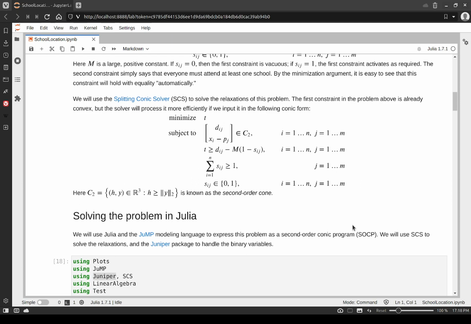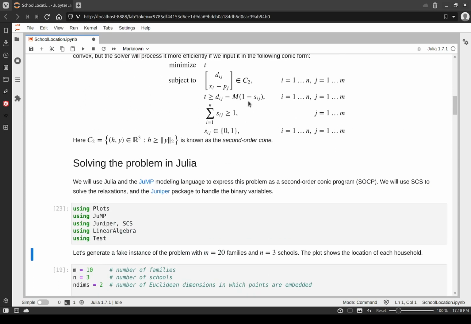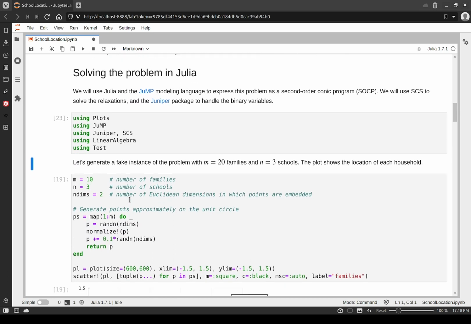Now that we have a mathematical statement of our problem, let's try typing it into Julia and see if we can take a look at some solutions. We're going to start by importing a couple of packages. Here you can see we're using the JuMP modeling language. We have SCS, which is the solver that we'll use to solve the continuous relaxations of these optimization programs. And then Juniper, which is a wrapper that lets us process these integrality constraints. It creates a sort of branch and bound type of scheme. And then we also have a couple of built-in packages that will come in handy.